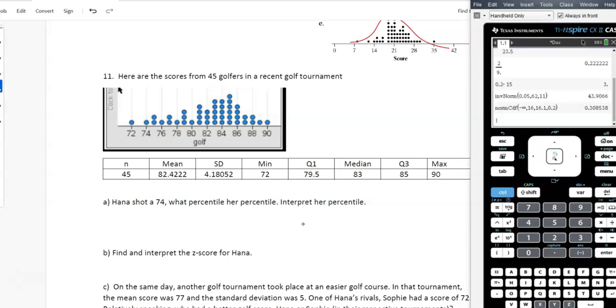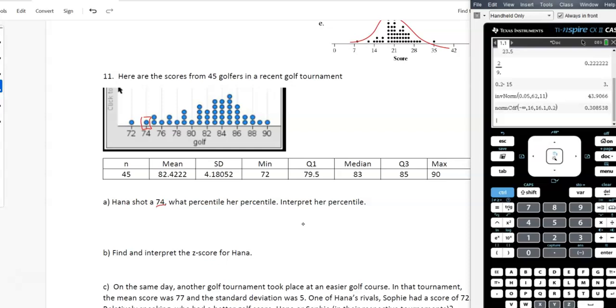Okay, so she shot 74. So 74 is right here. So how many people did she beat? There were 45 golfers. Wait a second. Actually, she beat almost everybody. There's one person she didn't beat, right?